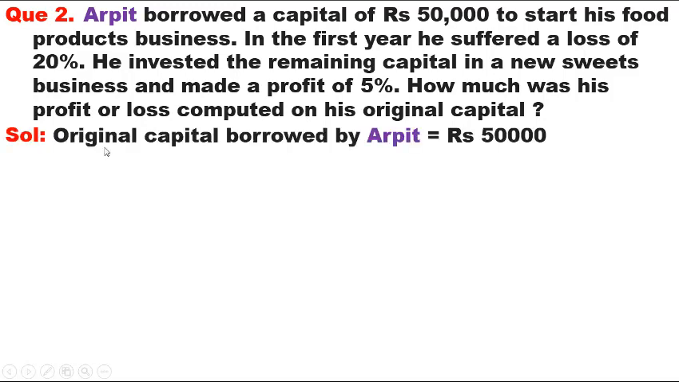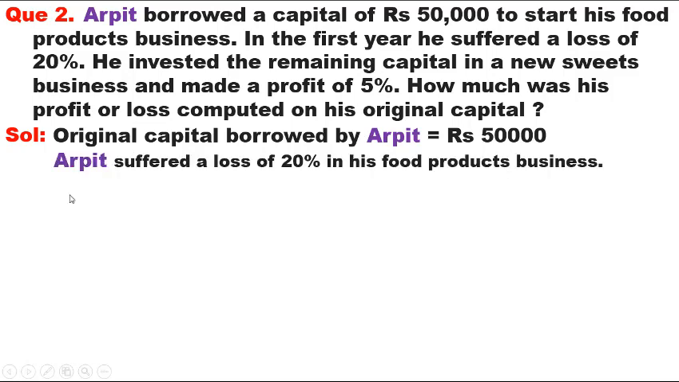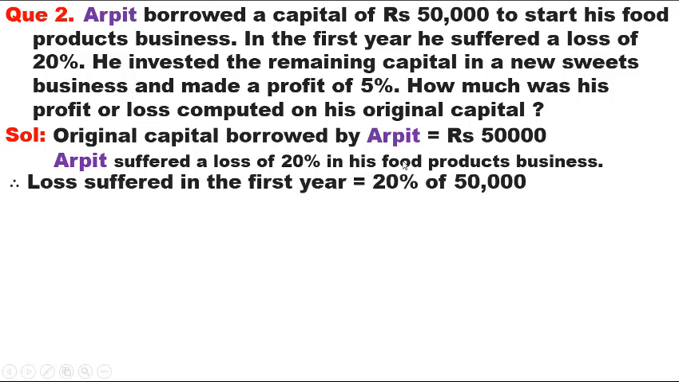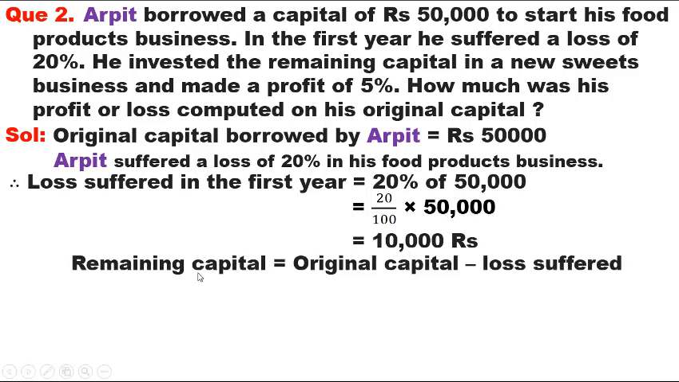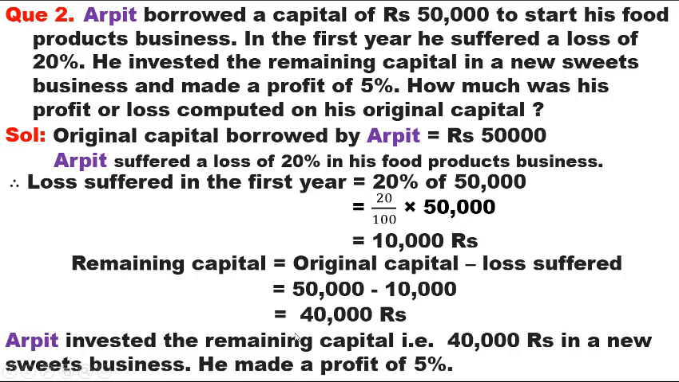Solution. Original capital borrowed by Arpit is equal to 50,000 rupees. Arpit suffered a loss of 20% in his food product business. Therefore, loss suffered in the first year is equal to 20% of 50,000, which is 20 upon 100 into 50,000 rupees, equal to 10,000 rupees. Remaining capital is equal to original capital minus loss suffered, which is 50,000 minus 10,000, equal to 40,000.